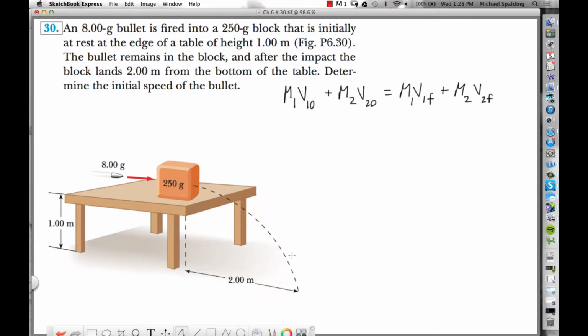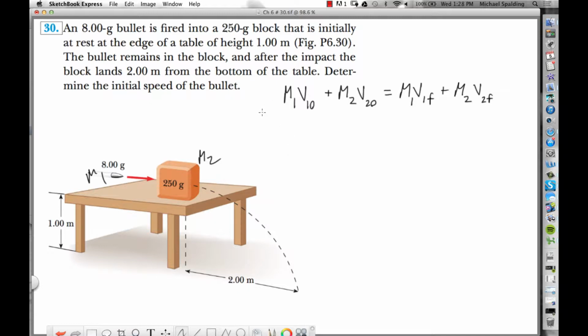All right, what we're doing in this problem, combining momentum with a previous topic, which is two-dimensional motion, projectile motion. So there's a collision. We have this bullet coming in. We'll call the bullet M1. The bullet is going to be M1, and then the block will be M2.